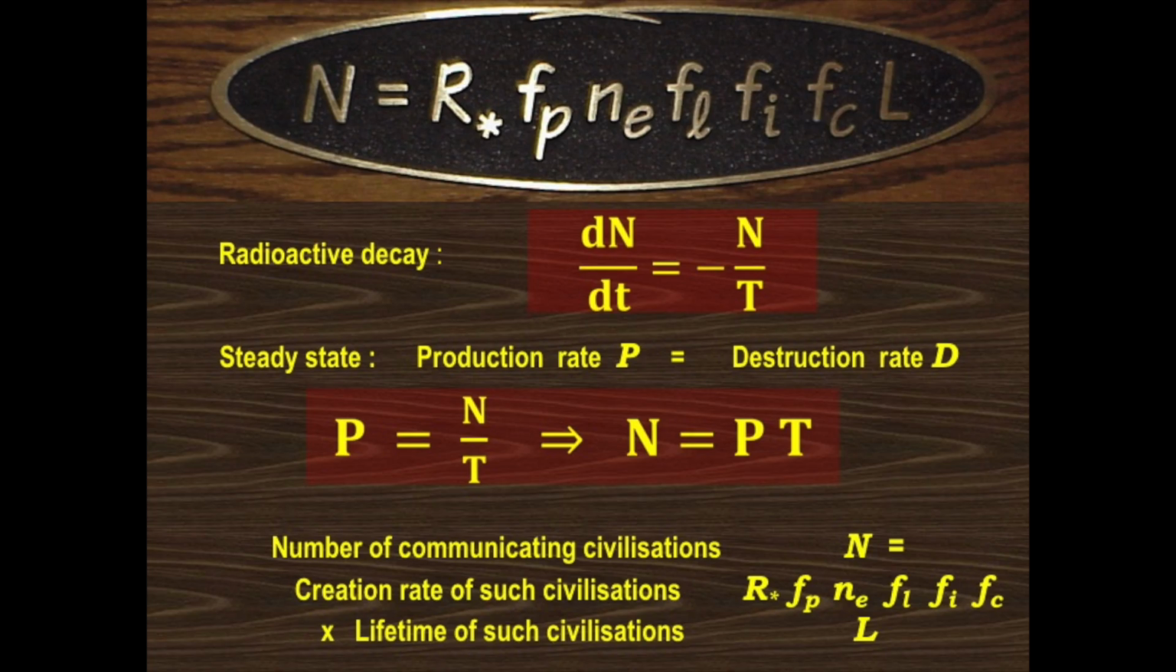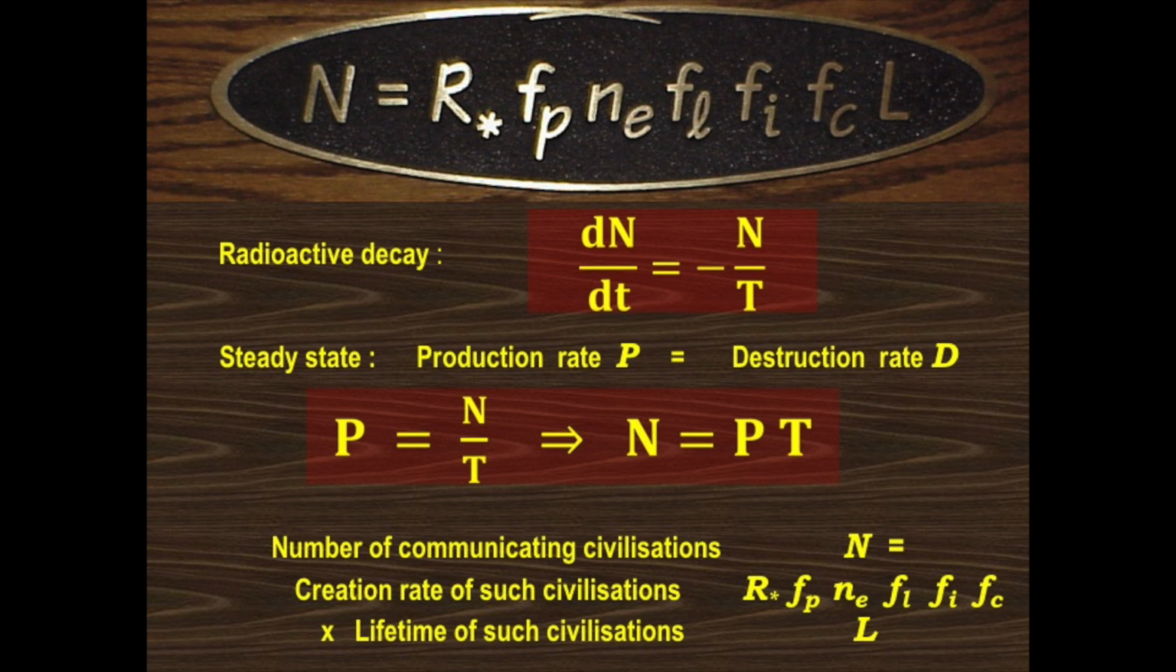Now, if you are in a steady state, if the number of nuclei that disappear is the same as the number of nuclei that appear, the production term is equal to the destruction term. Okay, this is the destruction term. Then you can calculate from this, the production term is equal to the destruction term, N over t, and you can solve for N, the number of nuclei you have at any time. It is the production rate times the lifetime of the nucleus.